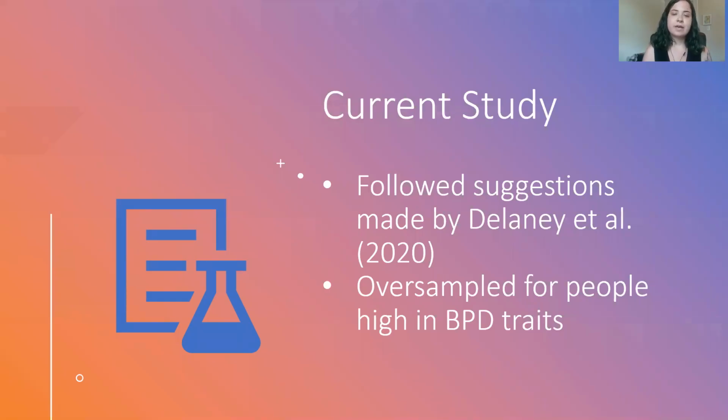I wanted to improve the methodology as best as I could, and I made a couple more improvements, but these are the ones that are the most relevant. So I followed suggestions made by Delaney et al., which is a group of cognitive psychologists at UNCG, and they published a paper on how to best use directed forgetting in studies. And I also oversampled for people high in BPD traits, meaning that I had more people in my sample with high BPD traits than there are in a typical population. And I did this so that if there were any effects with BPD, I would see them.